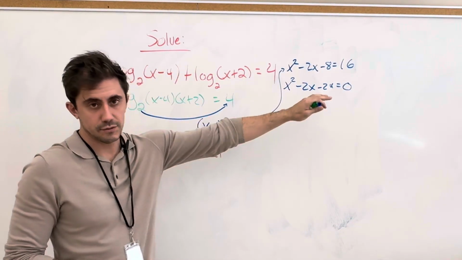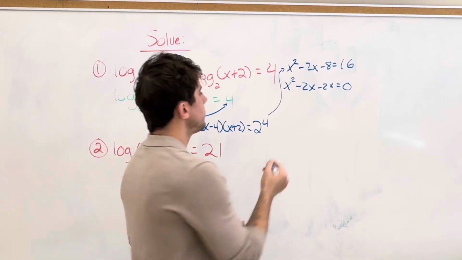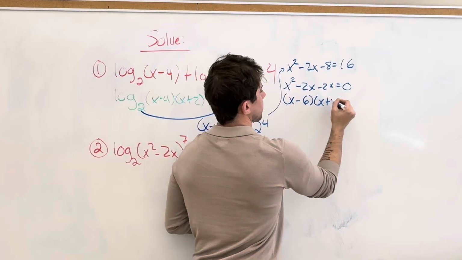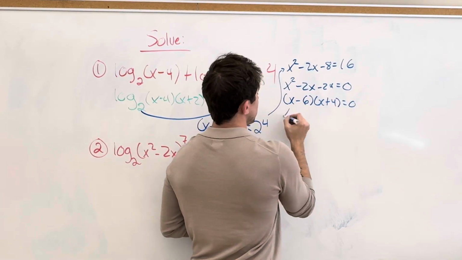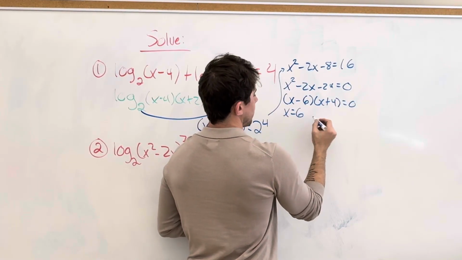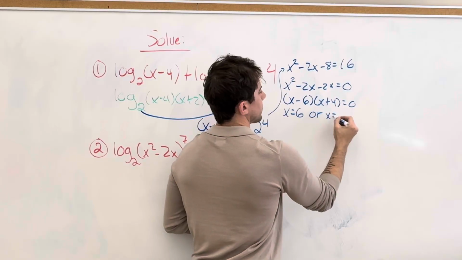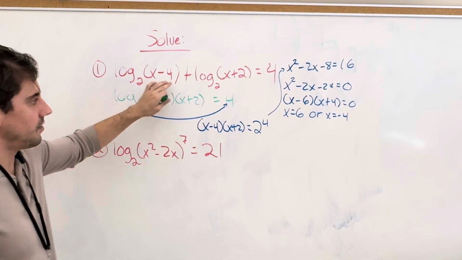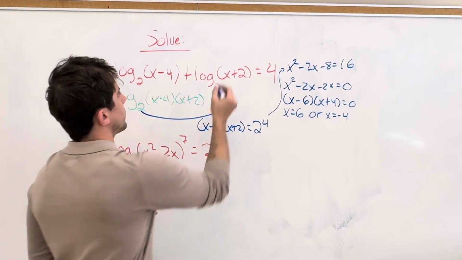And now that we have it equal to 0, we can go ahead and factor and solve, right? And so we have x minus 6, x plus 4 equals 0, i.e. our solutions are x is equal to 6 or x is equal to negative 4, but we should be mindful of any and all restrictions, right?